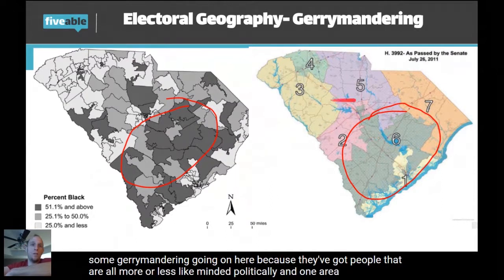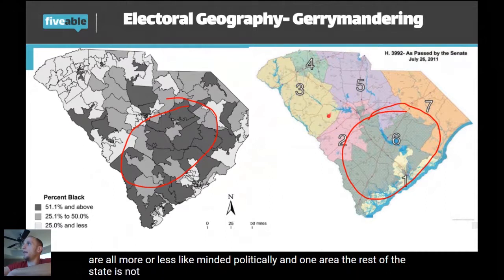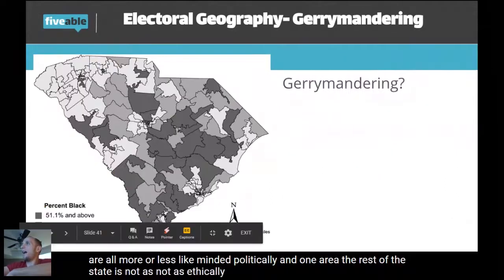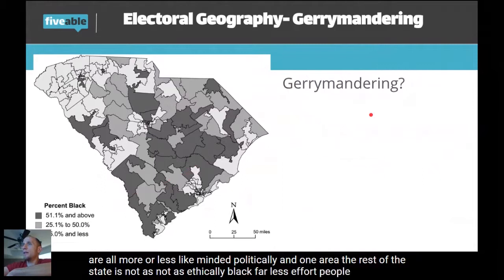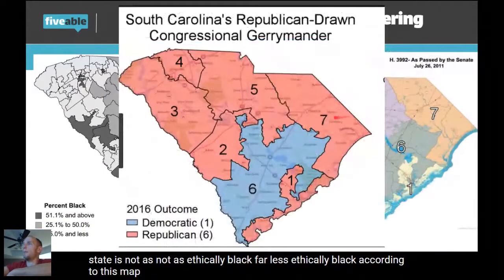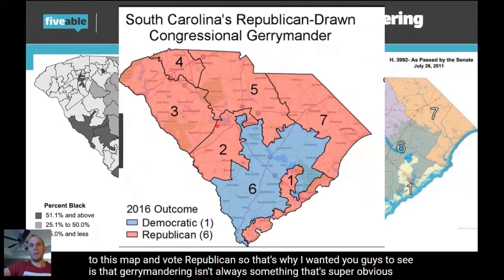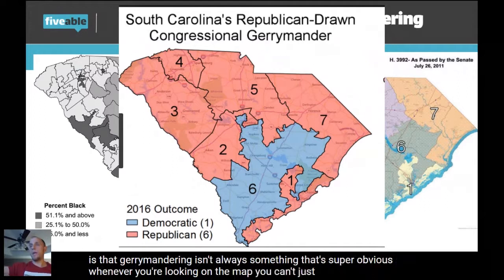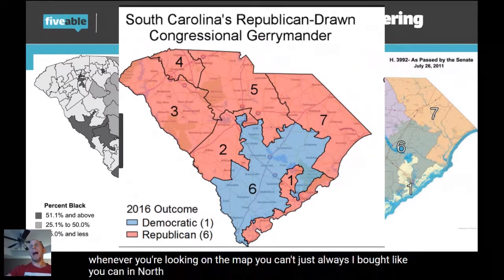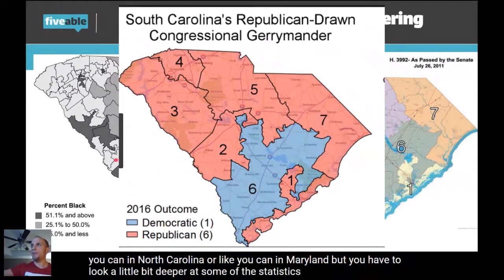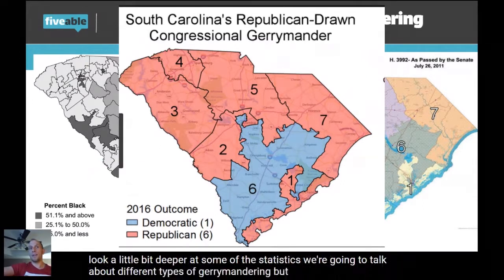Blacks tend to vote Democrat. The rest of the state is far less ethnically Black, according to this map, and votes Republican. So that's what I wanted you to see: gerrymandering isn't always super obvious when you're looking at the map. You can't always eyeball it like you can in North Carolina or Maryland. You have to look a little bit deeper at some of the statistics. We're going to talk about different types of gerrymandering.